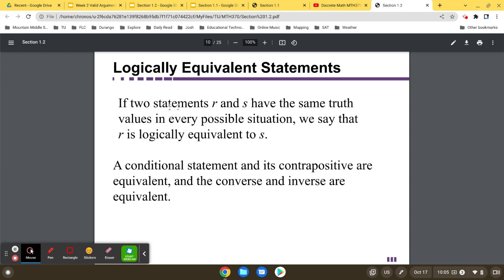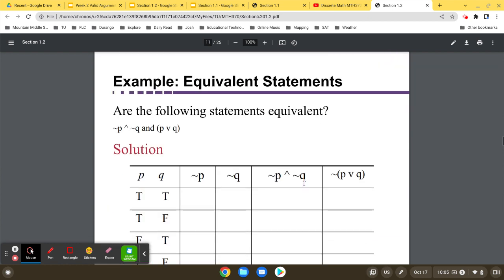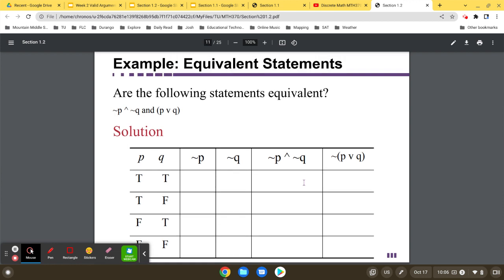Equivalent statements. If two statements R and S have the same truth value in every possible situation, then we can say that R and S are equivalent. With conditional statements, the new things we're going to introduce are the contrapositive, the converse, and the inverse. We know that the conditional statement we're given, if P then Q, is going to be equivalent to our contrapositive, and we know that the converse and the inverse are also going to be equivalent. So I made a truth table just to start exploring this, and then we'll look at more in depth.